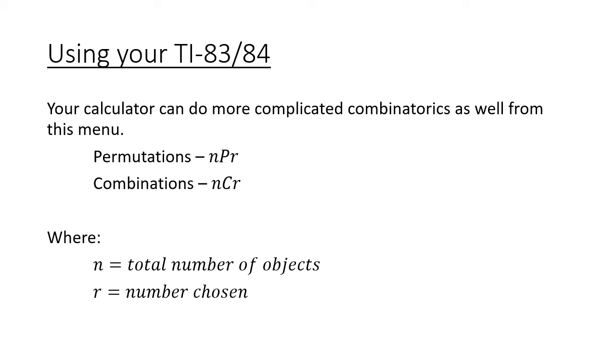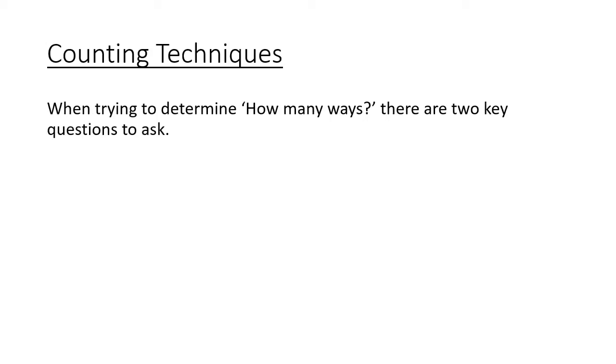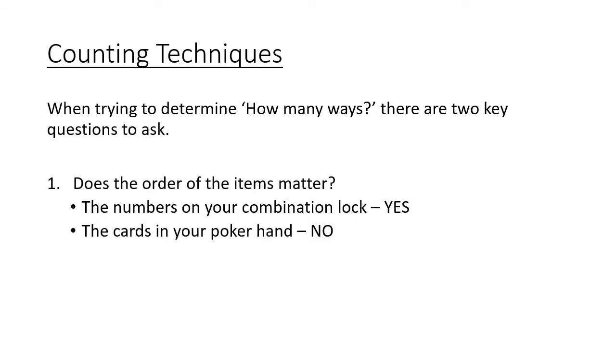Now, before we can get to what combinations and permutations are, we want to take a quick step back. Whenever we're doing problems, we want to ask 2 questions first when we're trying to figure out the answer to how many ways can I do things? The first question is whether the order of your items matters. If you're talking about a combination lock, obviously the order matters. The combination lock is not going to unlock if you put the numbers in the wrong order.